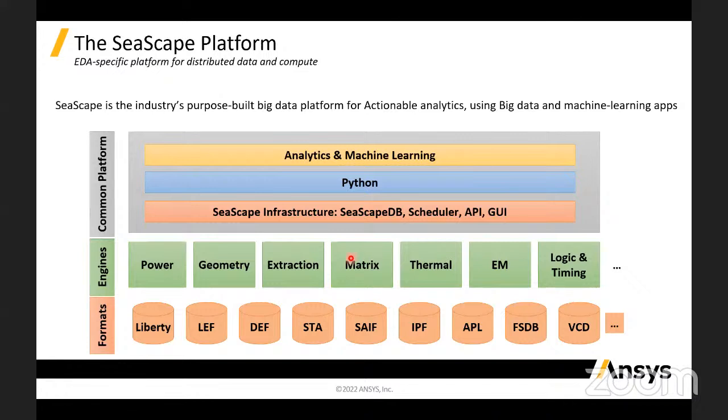All these engines also interact with industry standard formats like Liberty, like layout exchange format or LEF, or design exchange format or DEF, so that any semiconductor design can be imported into this platform and enabled for semiconductor simulations.